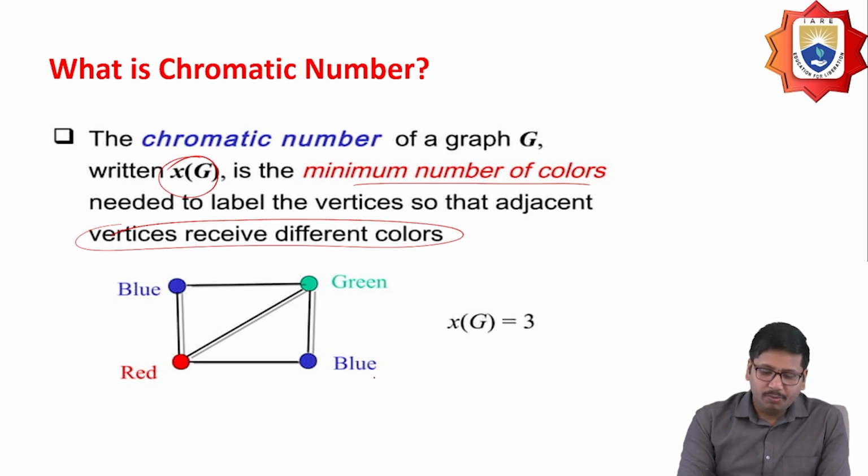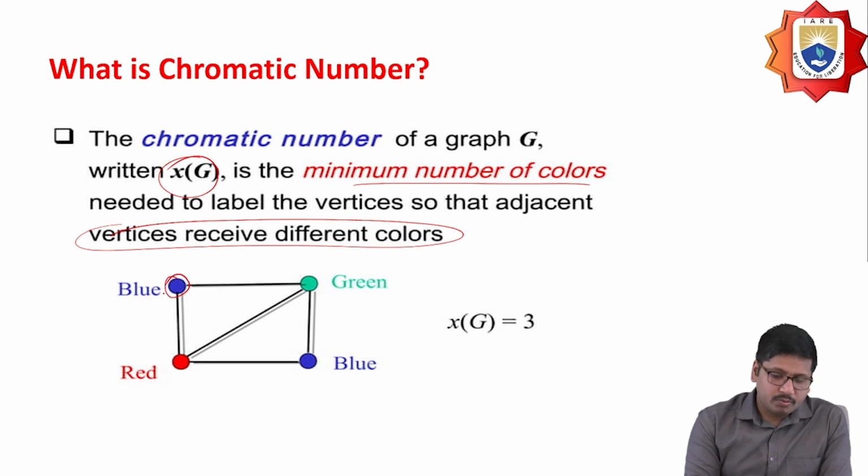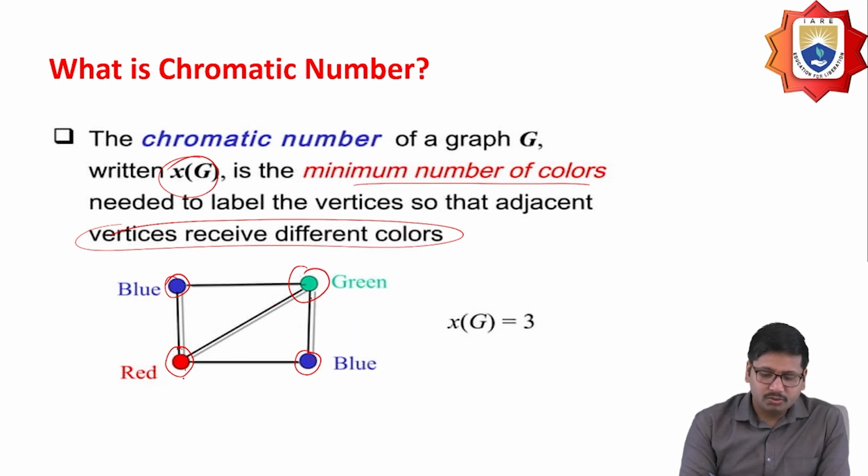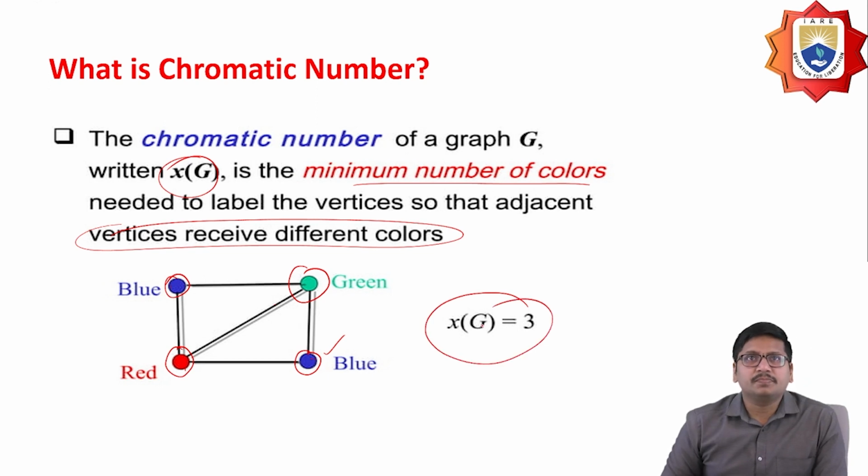Suppose I have a graph like this. I mark this one with blue, and the adjacent one should not be blue, so I mark it red. And since these two are adjacent, they may not be equal, so I mark it with green. And if I consider this one, the blue is not adjacent to green and not adjacent to red also, so I mark it blue. So how many colors are needed for this graph? 3. So the chromatic number of the graph is 3.